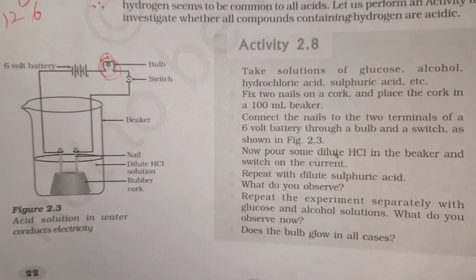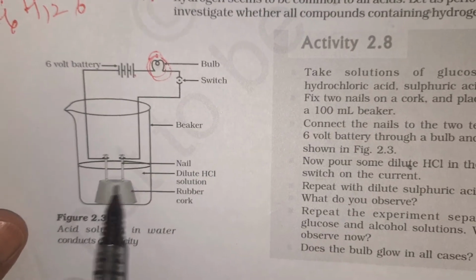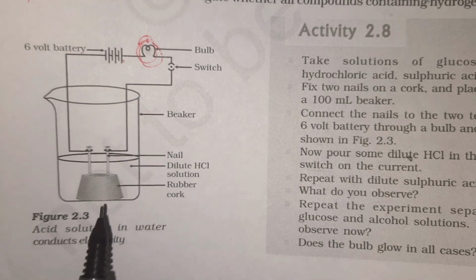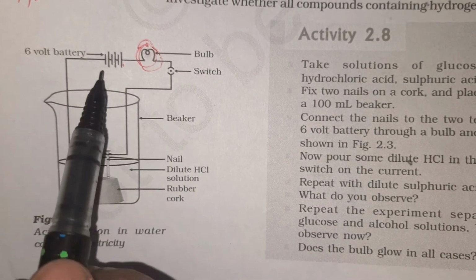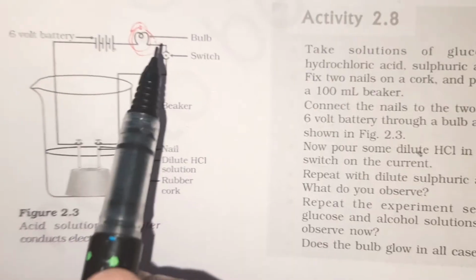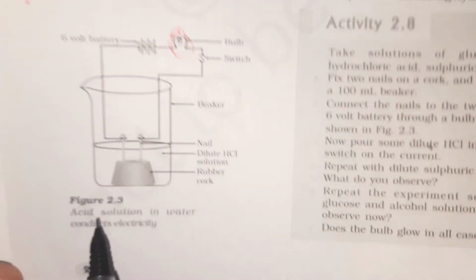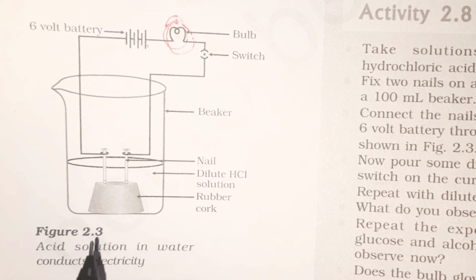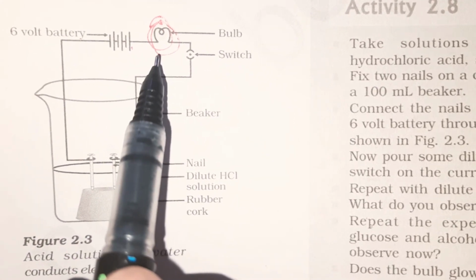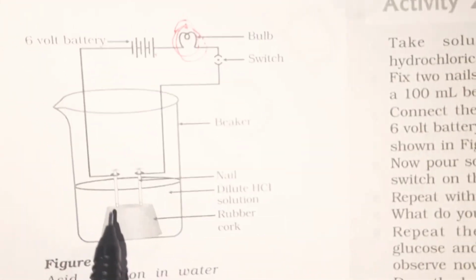Let us talk about this activity wherein we have taken a beaker and in it two nails are inserted in a rubber cork, and an electrical setup is done. The electrical circuit has been made wherein the battery is placed and a bulb is placed with a switch. Right now, in this beaker, we are using different solutions, and we'll see whether the bulb will glow or not, whether the electric current passes through this circuit or does not pass.